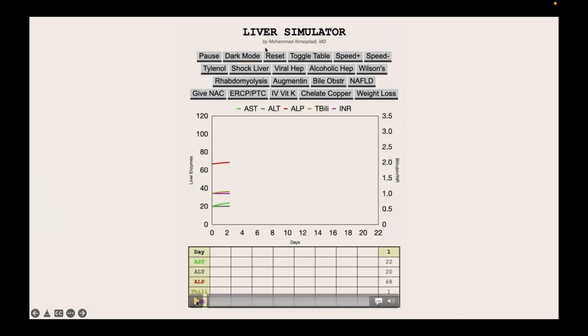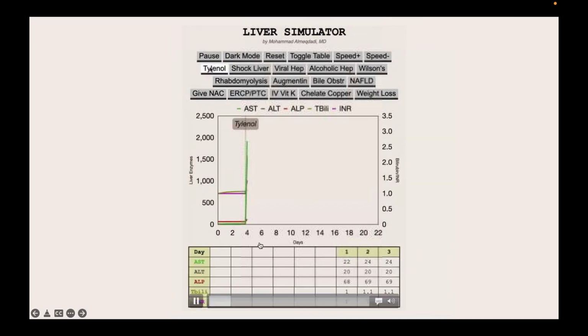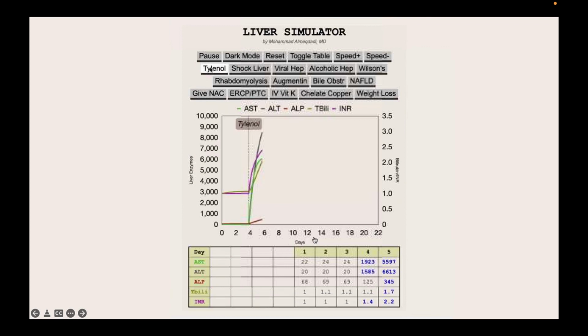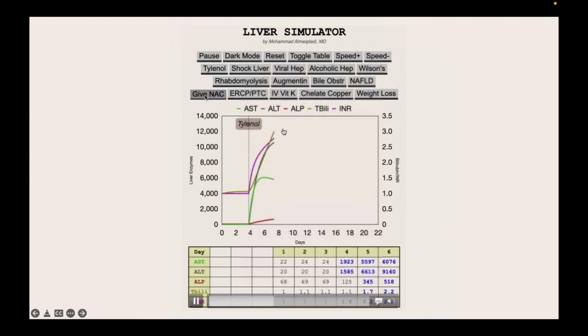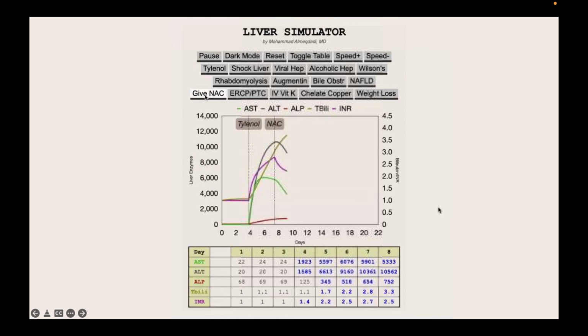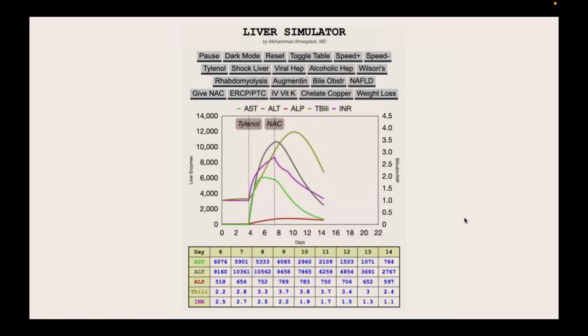And just a demonstration. So this is the patient, right? And gets the ingestion here of Tylenol. Liver enzymes will keep going up until you give the NAC. And then once you give the NAC, things start improving, hopefully. If they don't, they need a transplant.